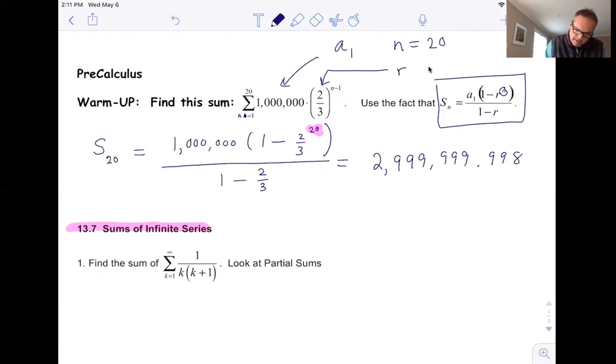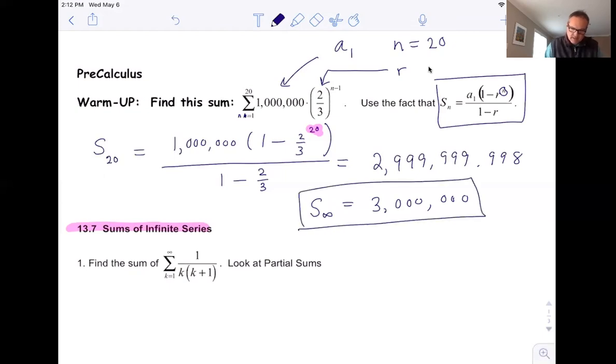And kind of what we're getting at now is if you do this forever, if you keep adding up an infinite number of terms, you're actually going to hit 3 million. And you're thinking, well, why, when you go from the 21st term to an infinite number of terms, do you not go up by much? Because you keep multiplying each term by 2/3, which lessens it. So after the 20th term, you're really not adding much at all. That's going to be the upshot of today's lesson. We're going to look at infinite series that go on forever.